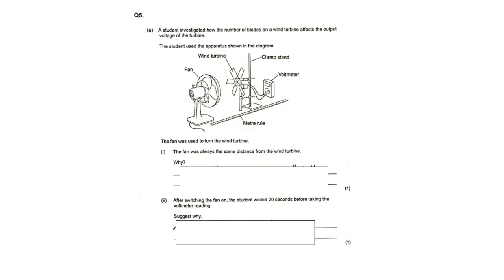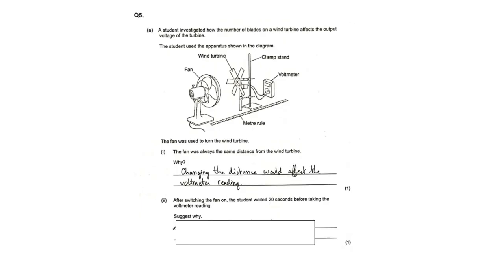The fan was used to turn the wind turbine. The fan was always the same distance from the wind turbine. Okay, so that's something you need to keep the same to make it a fair test. It's a control variable, because if you change the distance, that would affect the voltmeter reading. There is a chance that if you put the fan a lot closer, the wind turbine might turn faster. That would generate a higher voltage or higher potential difference. So you want to keep the distance the same to make it a fair test.